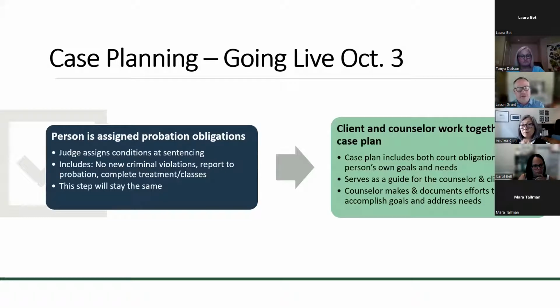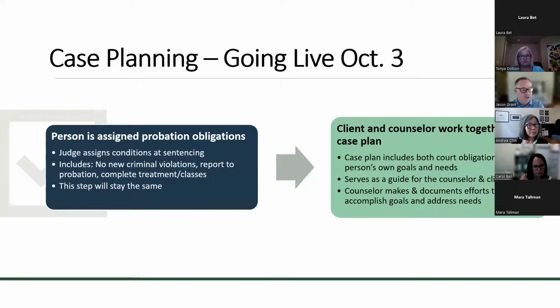So in future state, the process of a court referring a client to us is largely going to stay the same. What's going to be different is instead of doing a probation agreement, that old, archaic, sterile document, we're going to produce and provide to the client a case plan. And that case plan is going to be very specific in what it outlines. Not only what the client's expected to accomplish based on what the court's ordered, but also what kind of things that we can engage the client on a voluntary, non-compulsory level that are going to help a client improve their life and meet personal needs and goals.